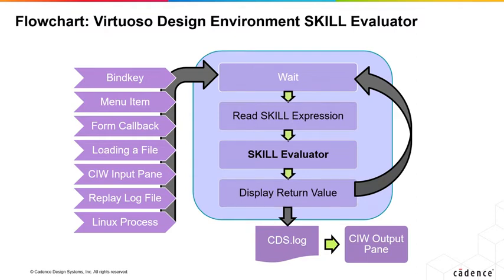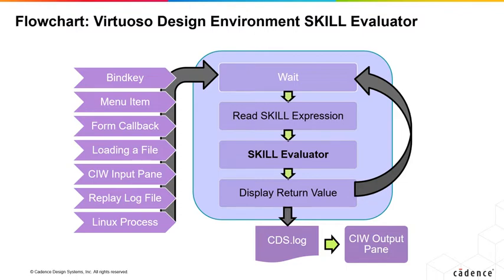The Virtuoso Design Environment User Interface involves a wait, evaluate, and display loop. We see here on the left there's many ways to provide input to the environment. First is a bind key, then a menu item, then a form callback. You could load a file. You can enter data into the CIW input pane. You can replay a log file, and you can also communicate with a Linux process, which would send a skill command to the evaluator.